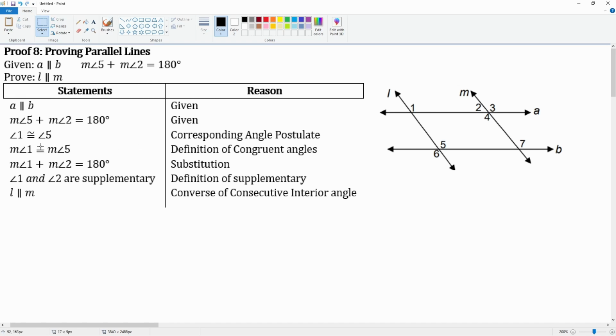And remember, there's no squiggly line when it's the measurement, okay? That would be the full proof. This is using the converse of consecutive interior angles. Let me repeat from the start. You can use other ones depending on how you approach them.